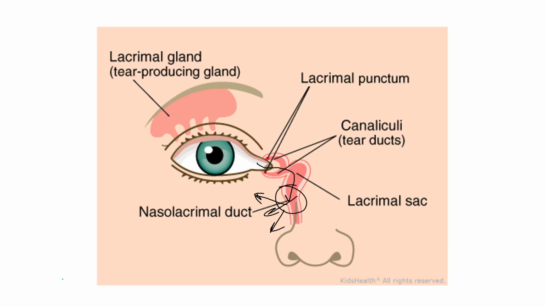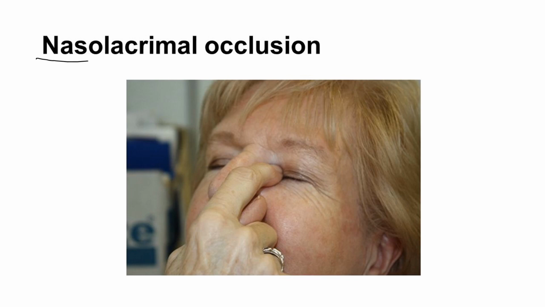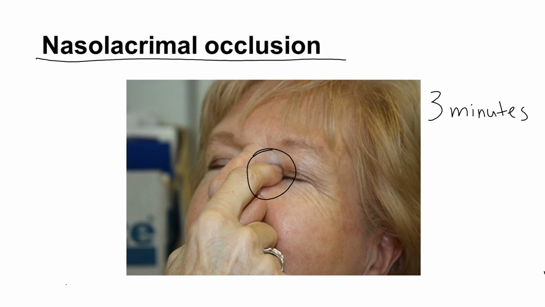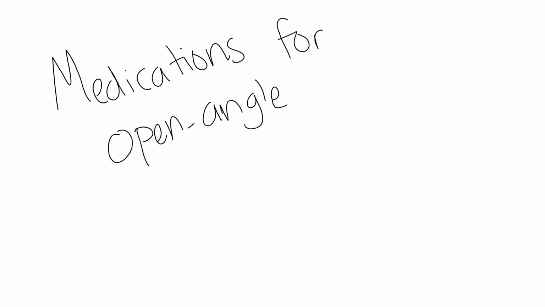To help prevent systemic absorption, we can do something called nasolacrimal occlusion, or simply placing your finger on your tear duct and pressing slightly while the eye is closed to prevent absorption. It's recommended to do a nasolacrimal occlusion for about 3 minutes after administering an eye drop to help prevent systemic absorption. Now I'd like to quickly go through the different therapies available for open-angle glaucoma, which will be covered more in depth in lecture.